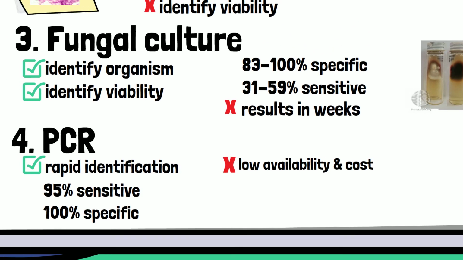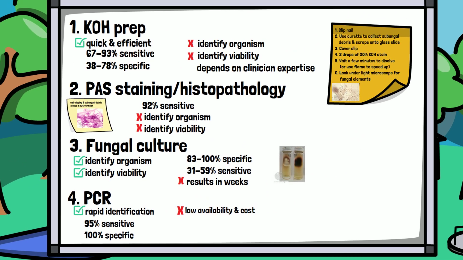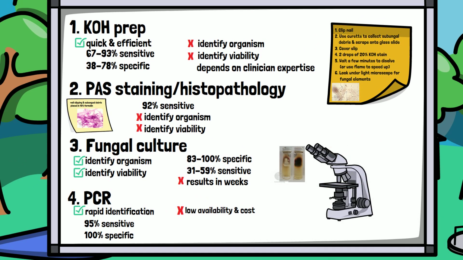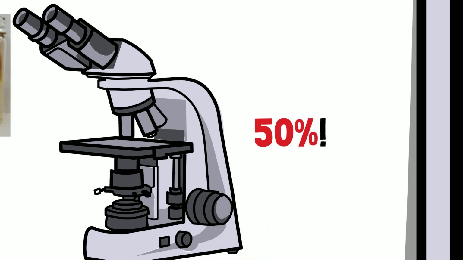The overarching goal of therapy is to eliminate the fungal organism causing the infection and restore the nail. Mycological confirmation of dermatophyte infection should be done prior to initiating treatment because 50% of cases of clinically suspected onychomycosis do not have dermatophyte or other fungal etiology.